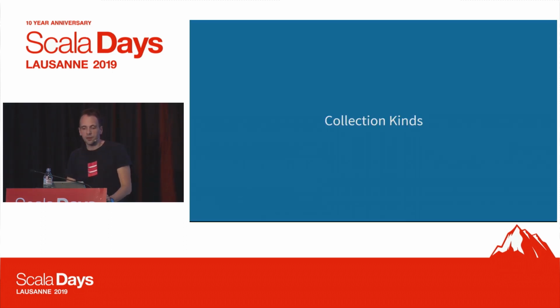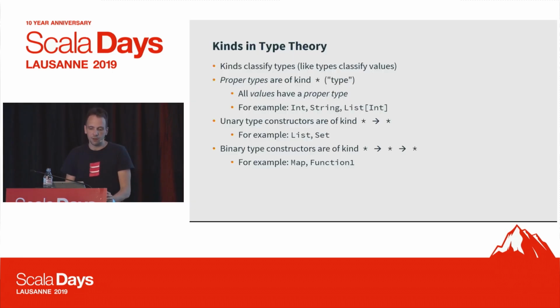Okay, let's take a quick detour at this point and talk about collection kinds. So we'll first start with kinds from type theory. In type theory, kinds are used to classify types, like types classify values. So basically a kind is the type of a type.